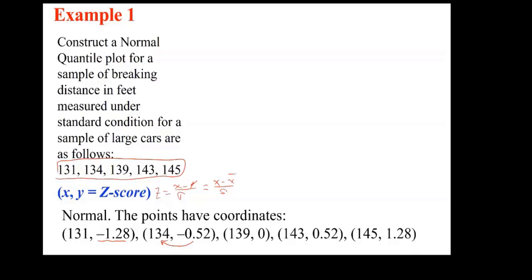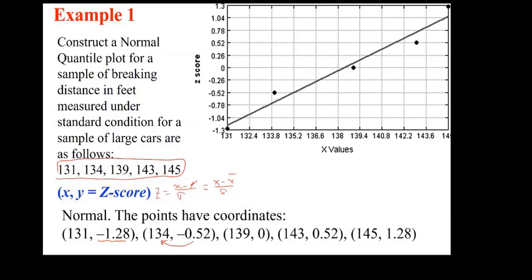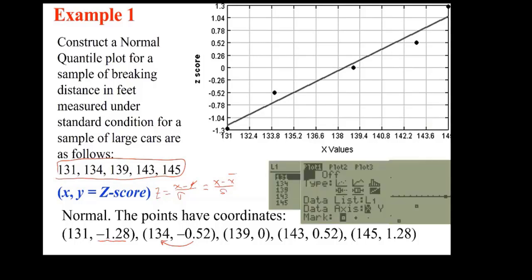Now you're going to plot them and see what happens. So here's the plot. X values along the horizontal axis, z-scores along the vertical axis. And of course, you can use the technology that was mentioned, and I hope everybody remembers how we use the technology. And this appears to be a linear function, and therefore it's normally distributed.